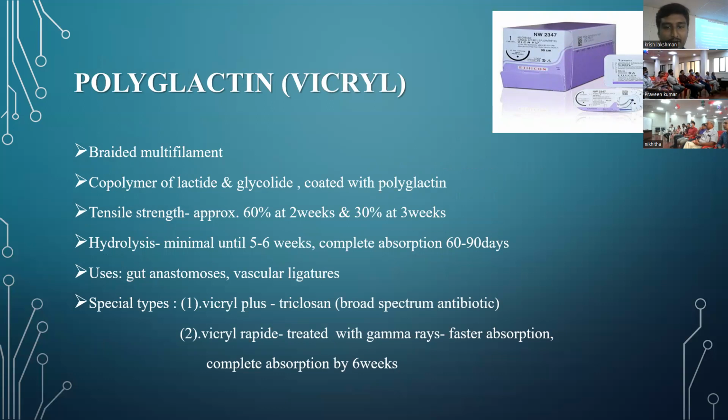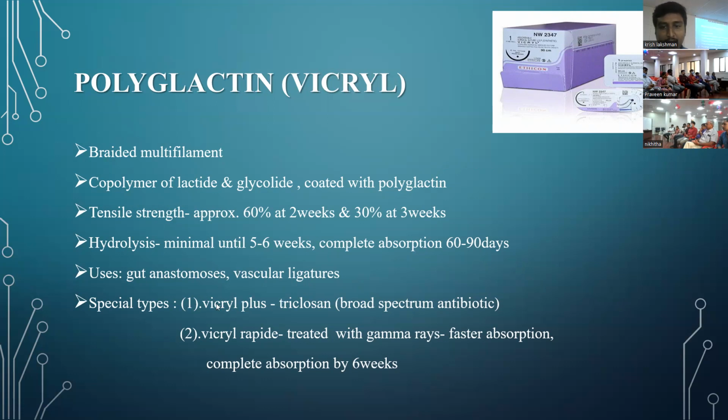Polyglactin is a braided filament and it's a copolymer of lactate and glycolide, coated with polyglactin. Its tensile strength is approximately 60% at 2 weeks and 30% at 3 weeks. As it is a synthetic suture, it undergoes hydrolysis, which is minimal until 5 to 6 weeks, and its complete absorption occurs at 60 to 90 days. It is used generally in gut anastomosis and vascular ligatures.